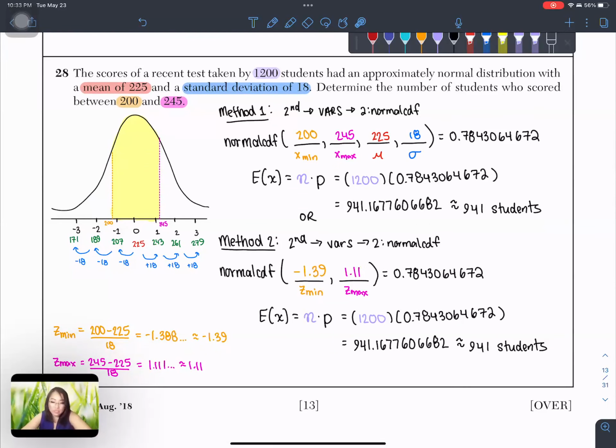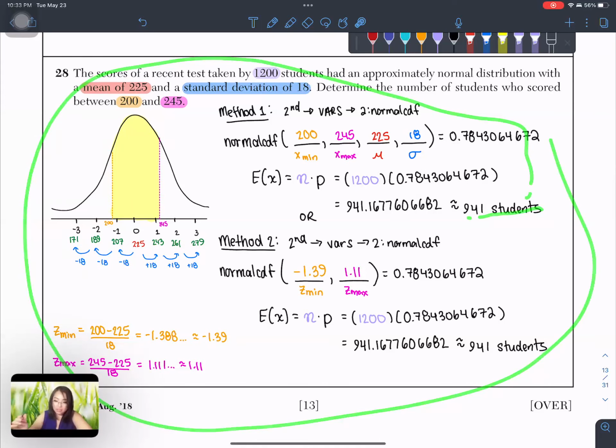Yeah, so this one has 2 methods. In class, we learned normal CDF in terms of X and in terms of Z. I just want to make note that I didn't write E of X, but the correct notation is E of X. Not that you would get points off, but E of X is equal to the number times P, and the P happens to be about 0.78. So you get about 941 students. Oh, this is what we did in class today. Oh, that's cool.